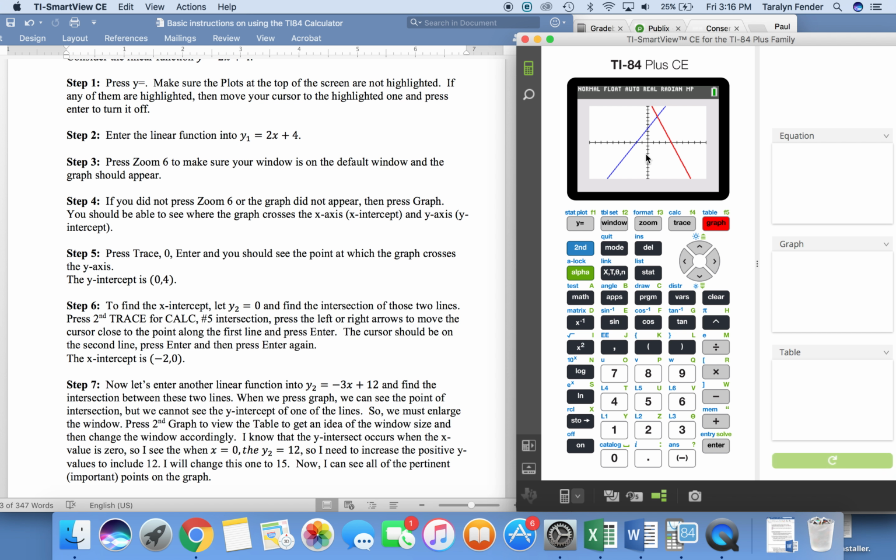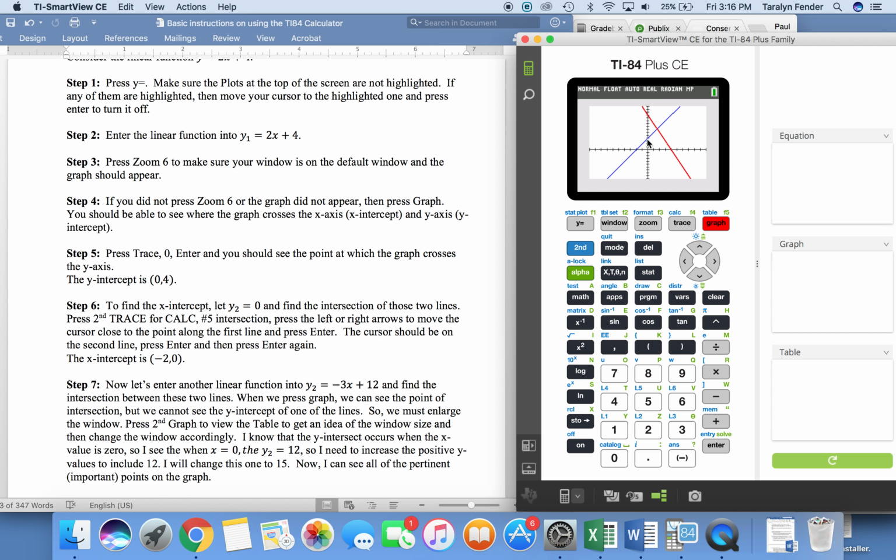Well, I don't know how I need to adjust my window until I go to see the table. So press second graph to see the table, and I know I want to see the y-intercept. It's along the y-axis when x is 0. That value is 12, so I go back to window. I come down to my Ymax. It's 10, so I want to change it to a value bigger than 12, so I'm going to make it 15. Press graph, and now I should see all of the pertinent points.